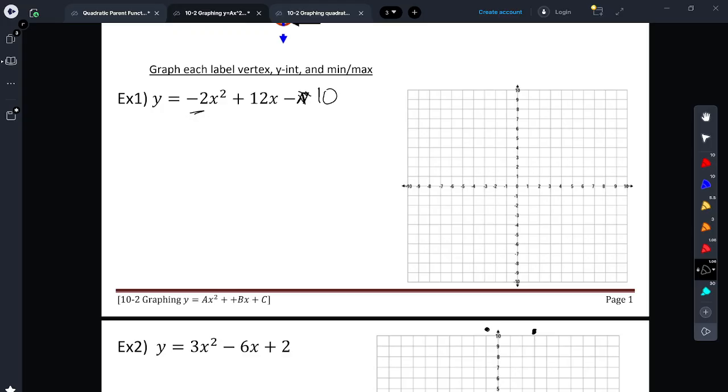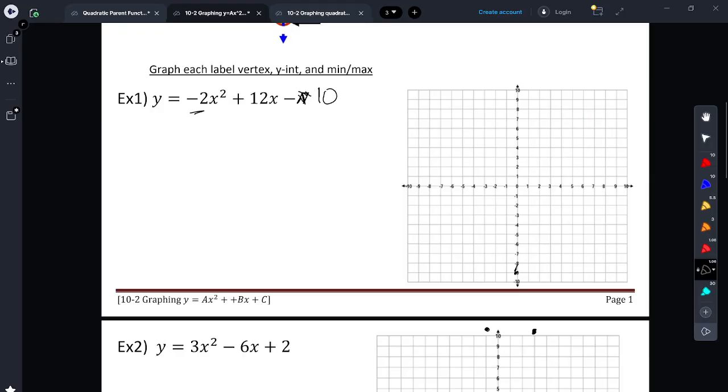Remember what we did last night, or the previous lesson? That's negative. So it's going to do something like this, right? And then it's going to cross down here at negative 10. We're not going to sketch that right now. We're actually going to find out exactly where it is. But we should be getting something like that.